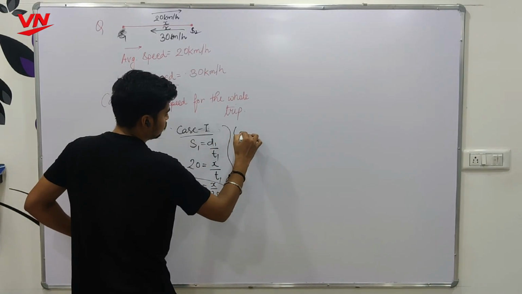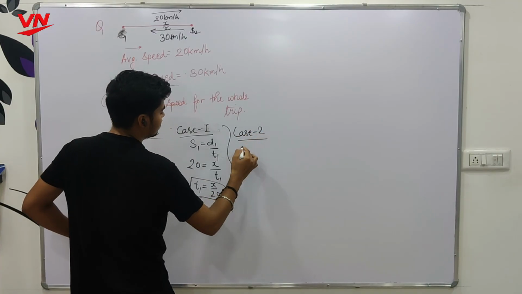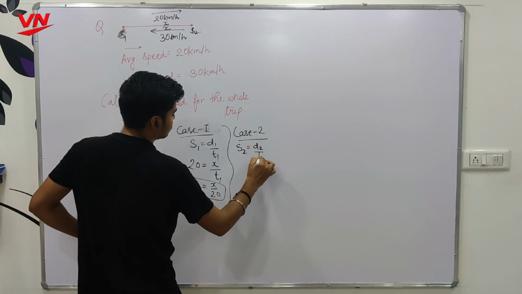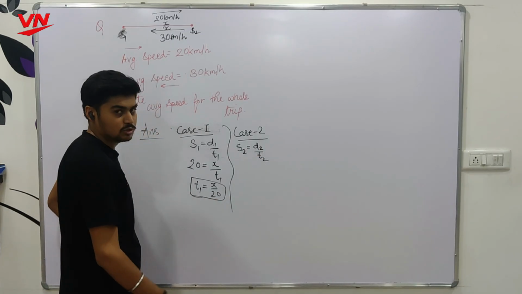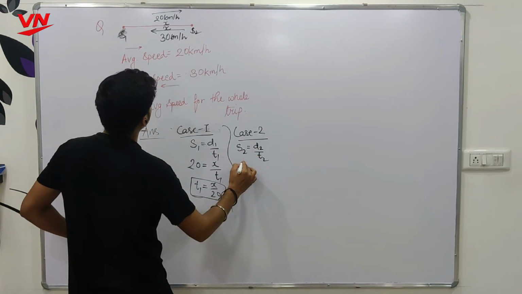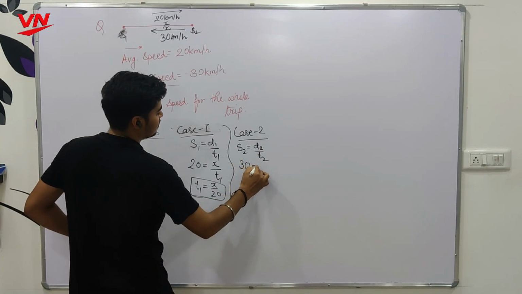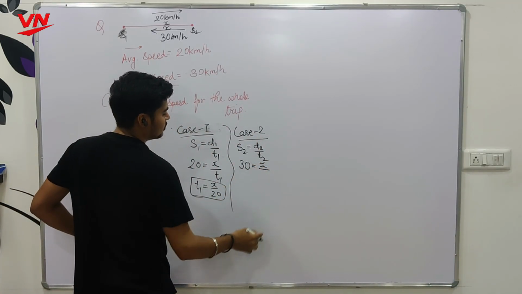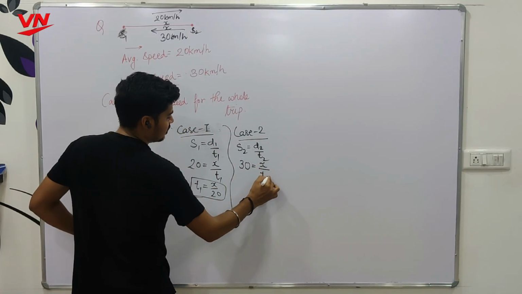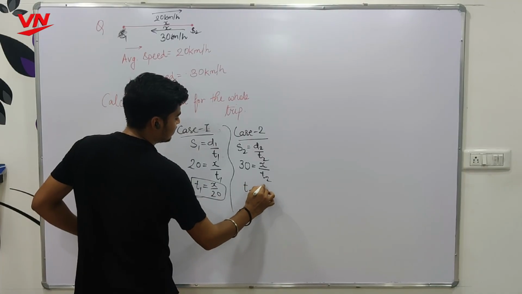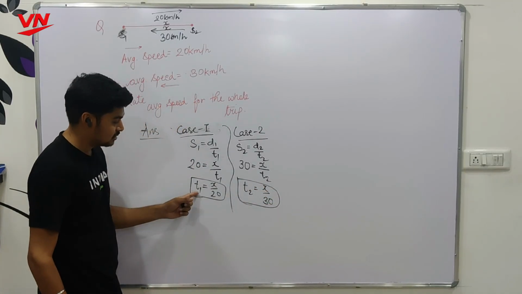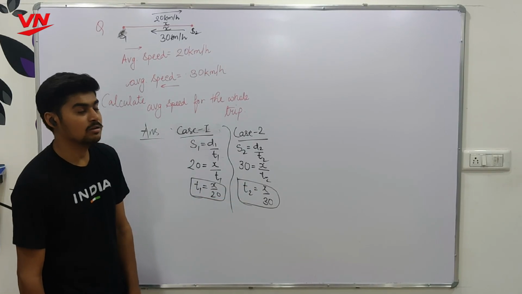Similarly, in case 2, in the returning journey, we can again use the formula of average speed, distance by time. S2 is equal to d2 by t2, and the speed given is 30. Again the distance will be the same, which we have taken as x. You can take whatever variable you want. Again making t2 the subject, you will get x by 30. Now you will think that there are two variables, so how will you solve it?